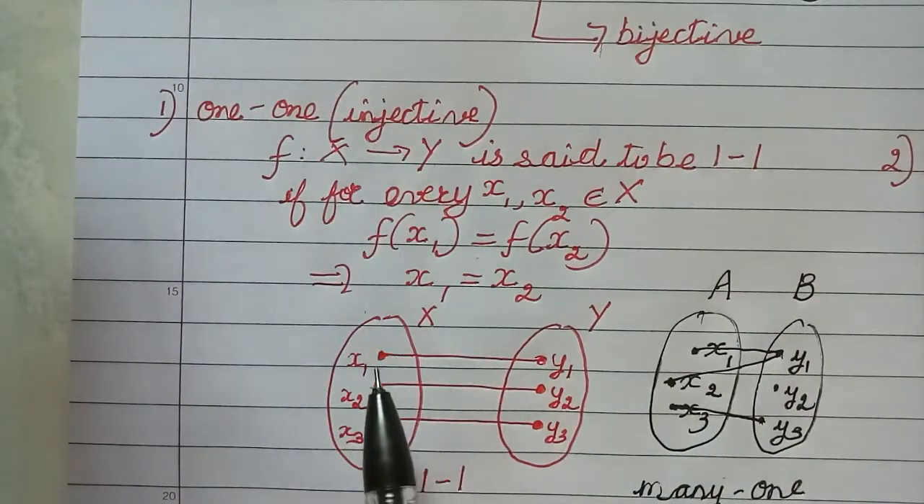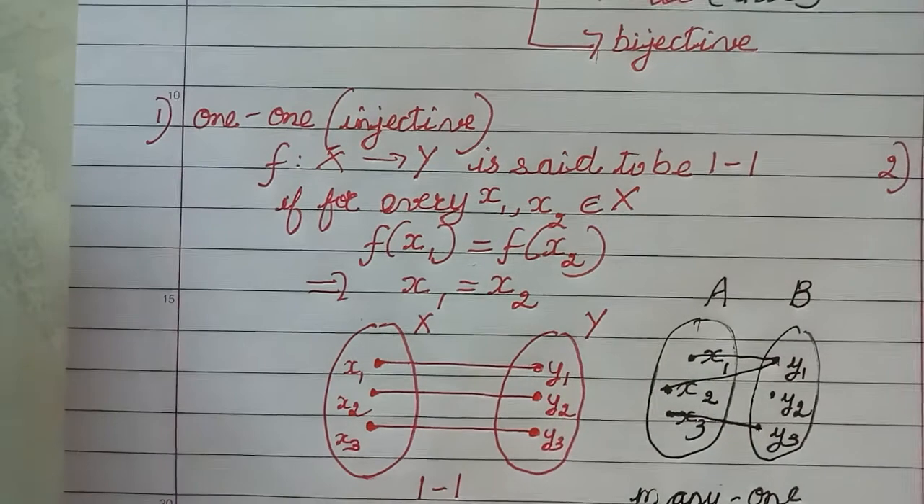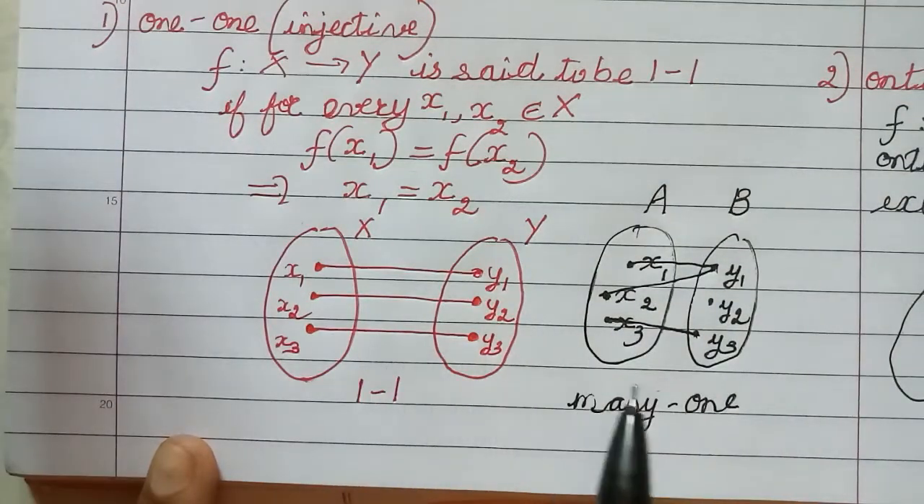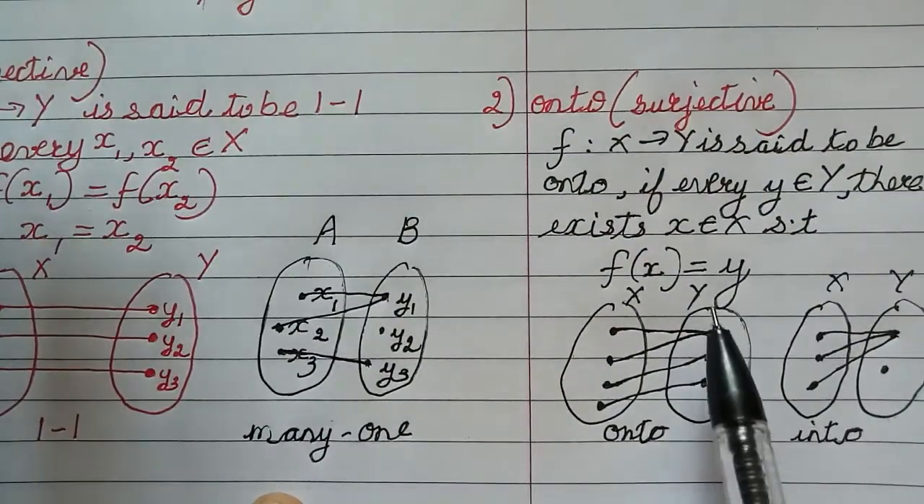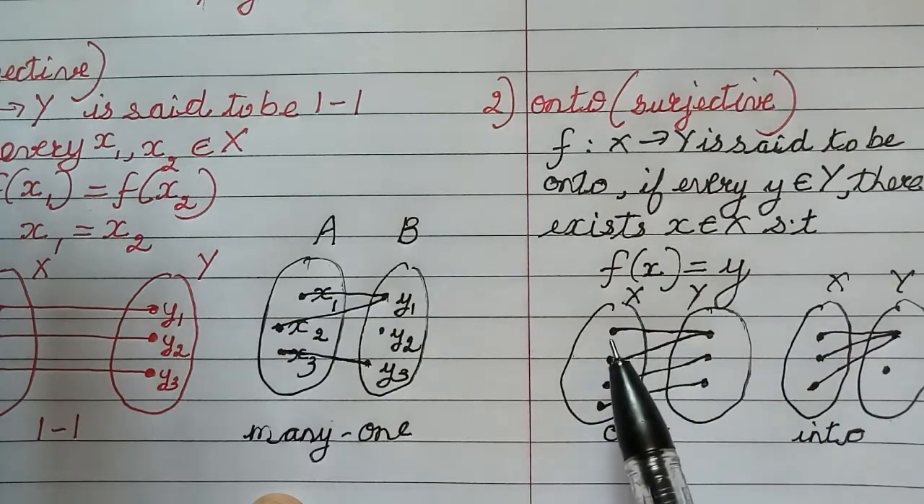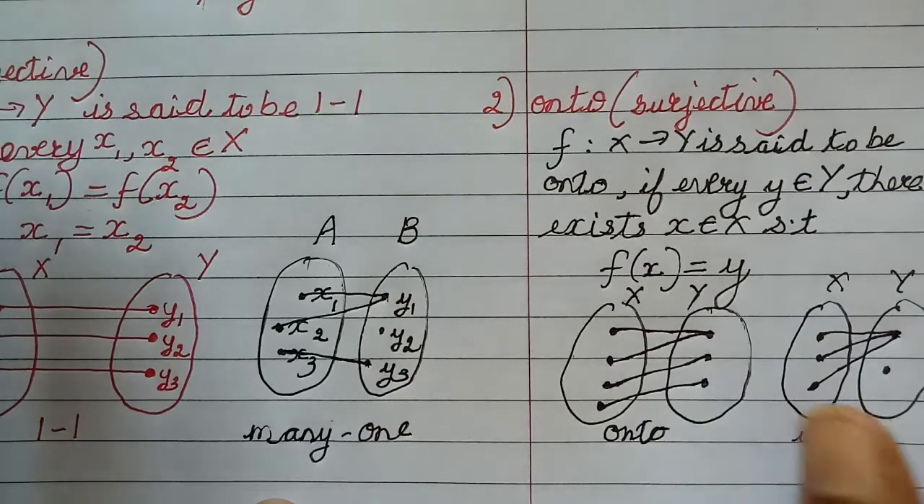So let me just revise the concept of one-one again. One-one means every element in your set X has exactly one element in your set Y. Then it will be one-one, otherwise it will be called a many-one function. Now what is an onto function? Onto function says that every element of your set Y should have a pre-image, that means there should not be any element left out in Y. Now what is the definition of an into function? Into function says that if there is an element which does not have a pre-image, then it is an into function.